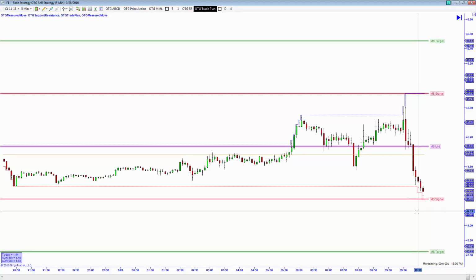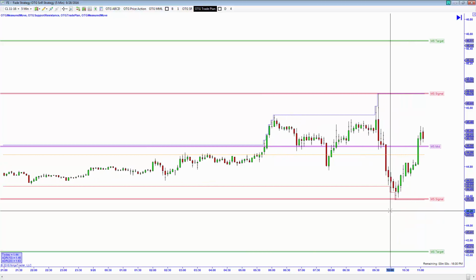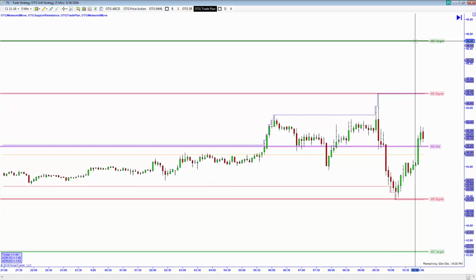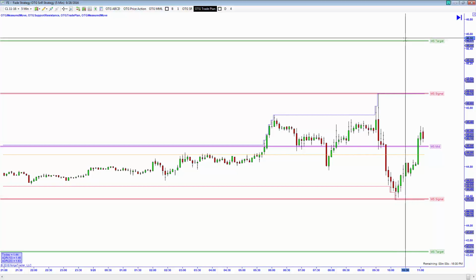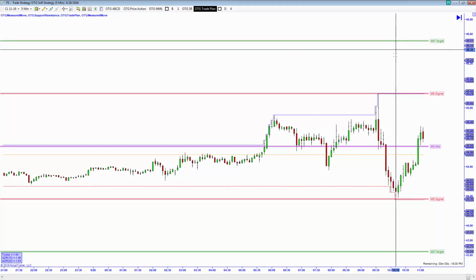But because we didn't get down there and the market began to rally throughout the rest of the day, this market structure target up here would come into focus, 44.36 to 45.51, I believe is the target up there.